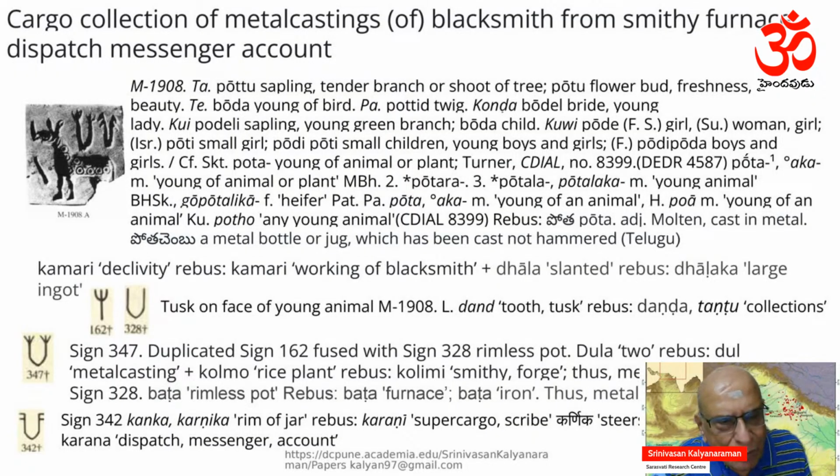Another inscription M1908 showing a slanted stroke, Kamari declivity, Kamari working of a blacksmith, or Dhala slanted, Dhalaka large ingot, tusk on the face of young animal, Dand, tooth or tusk, Danda, Dantu, collections. Sign 162, Pulmo, rice plant, Polimi, smithy forge. And two of them, Dula, Dul, metal casting, smithy and forge. Then sign 342, Kanka, Karnika, Karana, rebus, supercargo, Karana, trade account. Karnika, steersman. Karana, dispatch, messenger, account, trade.